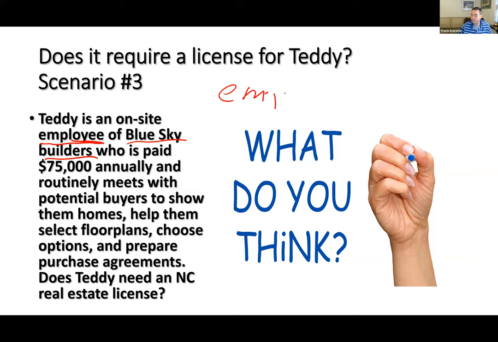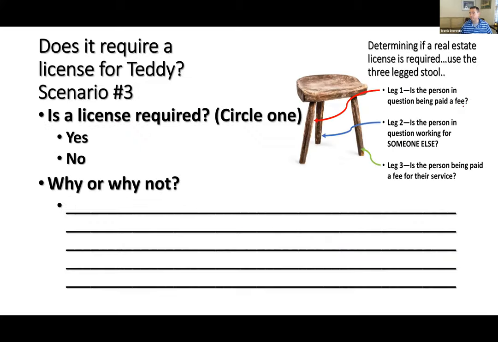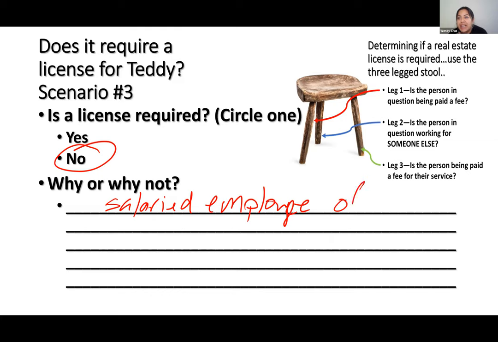He is the salaried employee of the owner. He is an exception to the rule. He meets all three legs of the stool, but he does not need a license because he is a salaried employee of the owner. That was actually my next question. So it can be an individual person, but it can be a company. That's right. Whoever owns the property, if the owner is a company, then you'd be the salaried employee of the company. It could also be the salaried employee of an individual who owns a property. You're the salaried employee of the owner of that property. Great question, Wendy. That's not a broker.